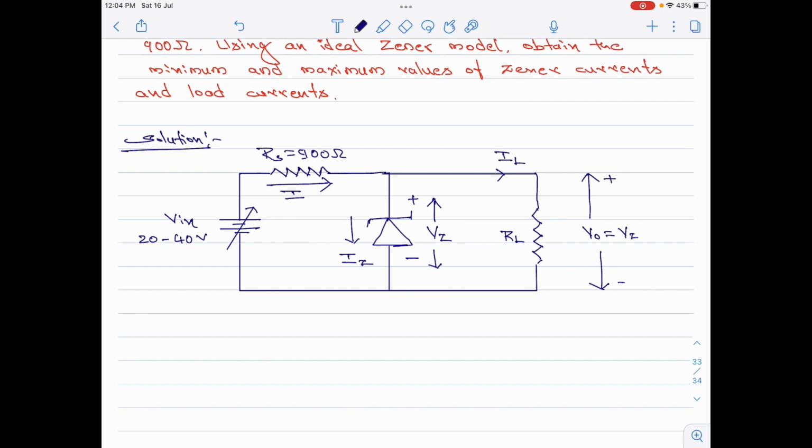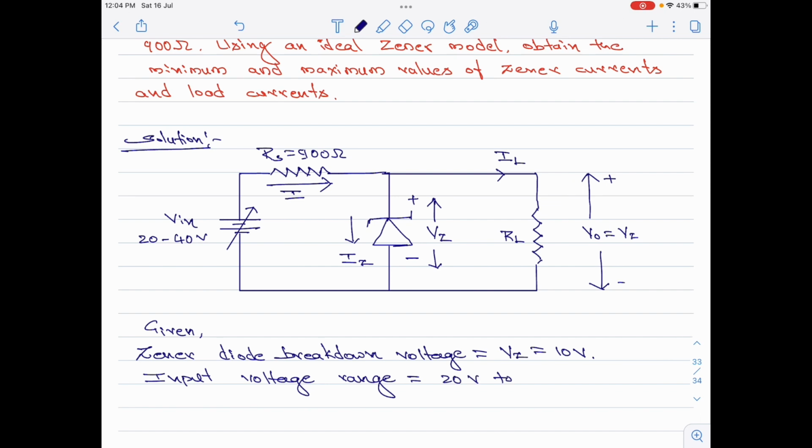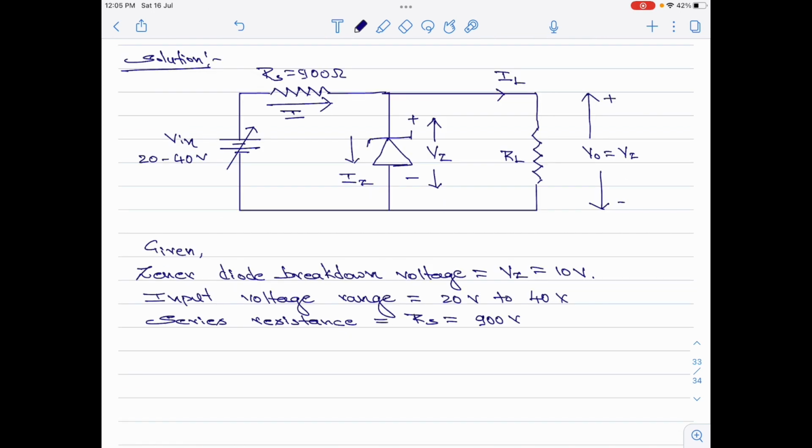Let us now list down the given values. We are told the Zener diode breakdown voltage is 10 volt. The input supply voltage range is 20 volt to 40 volt. And the series resistance value is 900 ohms. Okay, let us now start finding the load and Zener currents.